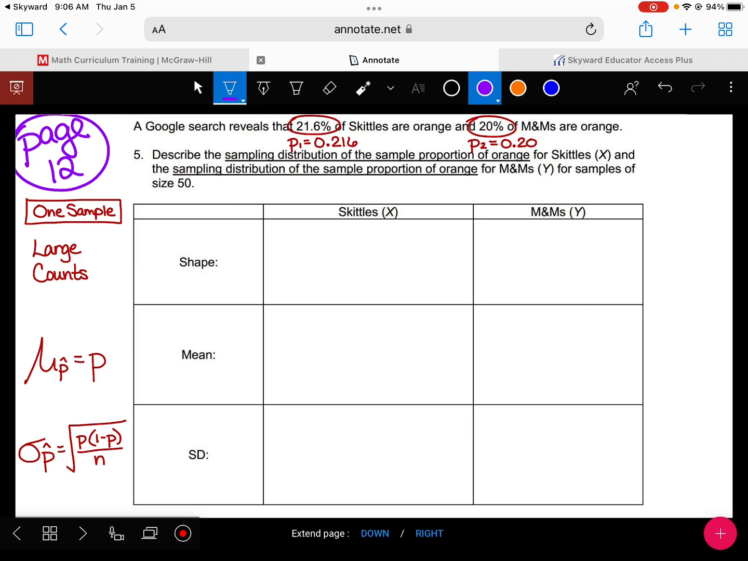For the M&Ms, are we approximately normal? Yes. n times p gives us what? 10. Has to be greater than or equal to 10. It hits that "or equal to" mark. So we are approximately normal. What's the mean? 0.2. What about our standard deviation?